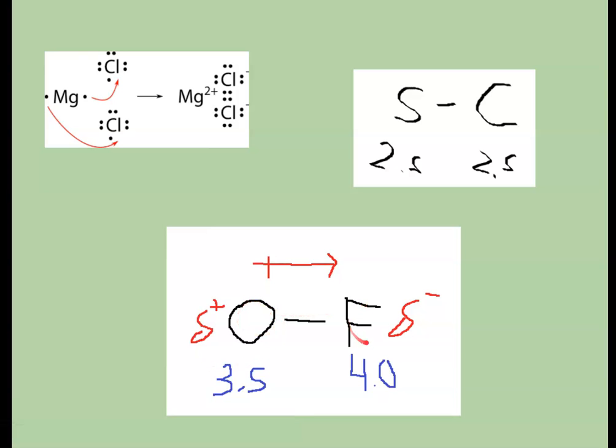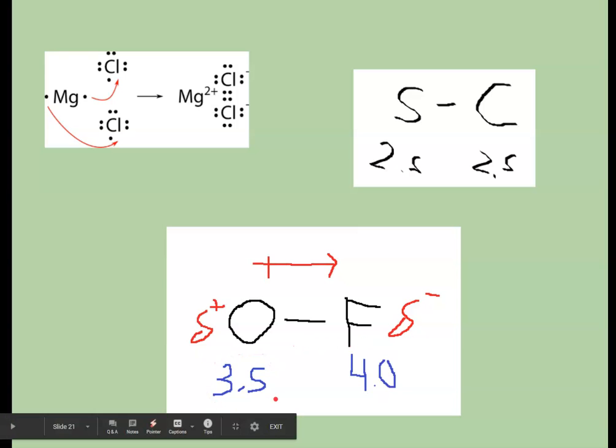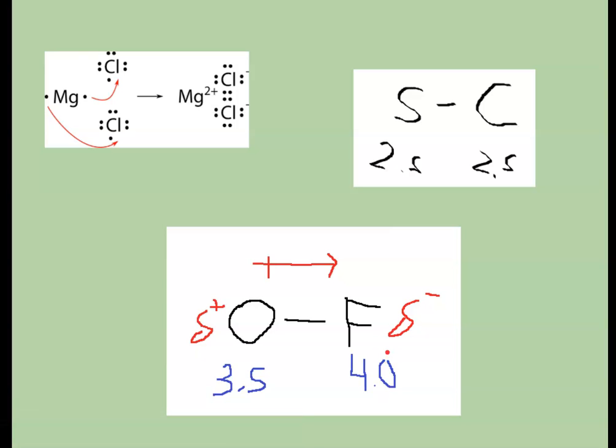Now let's come down here to the oxygen-fluorine bond. Oxygen and fluorine are both nonmetals. This is going to be a covalent bond. So the next thing we need to do is decide, is it polar or nonpolar? Let's look at the electronegativity values. 3.5 for oxygen, 4.0 for fluorine. So who's pulling harder? There is a difference in electronegativity. We know fluorine is pulling a little harder than oxygen. So this is going to be a polar covalent bond because there is a difference in electronegativity.